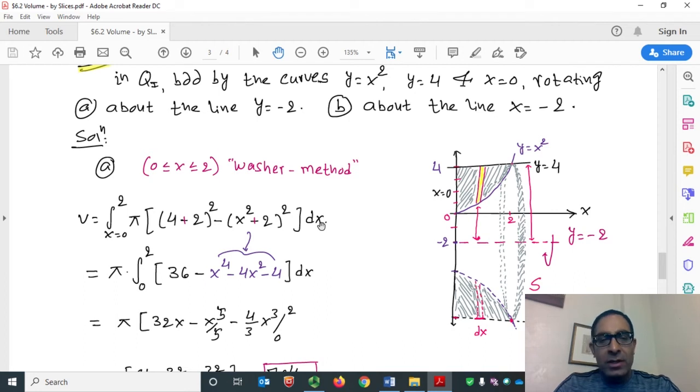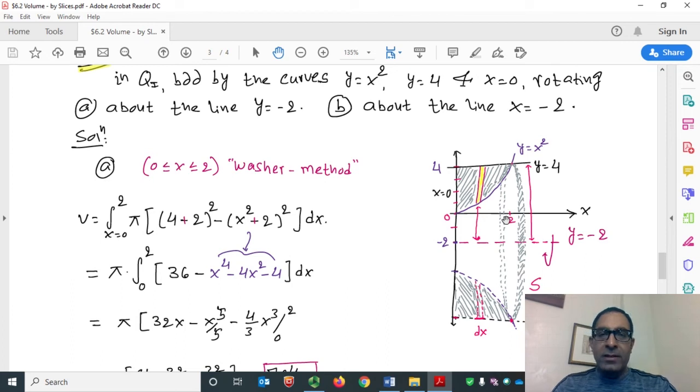So now, in the washer method, I first need the limits for our x value here. Our y equals 4, so solve these two equations: put y equals 4, then x squared equals 4 means x equals 2. So we have 2 and 0, so the x limits are 0 to 2.